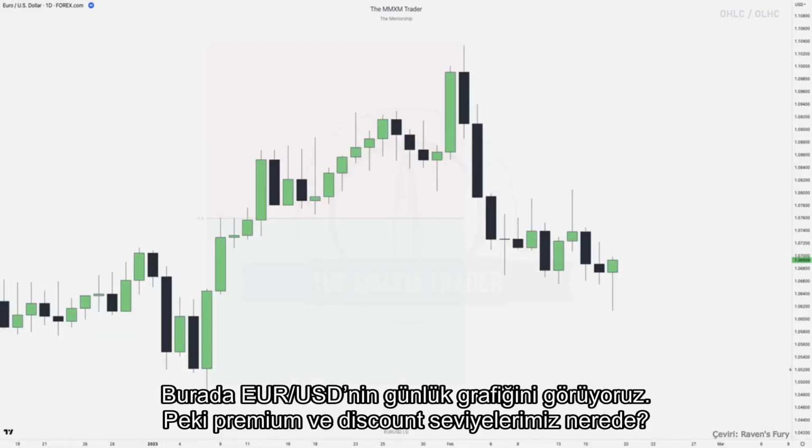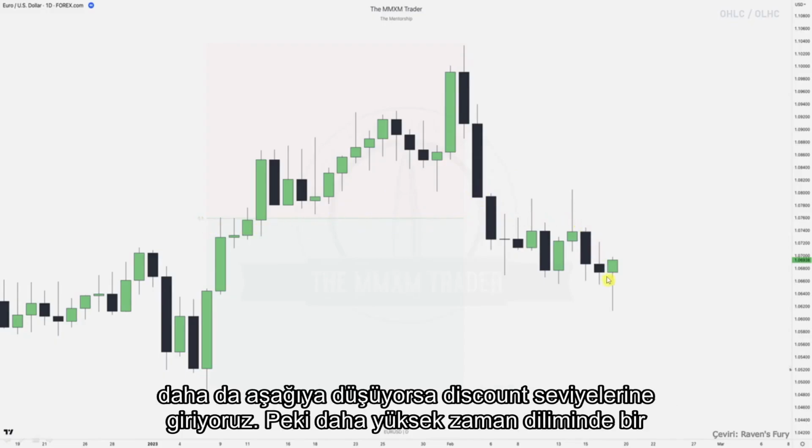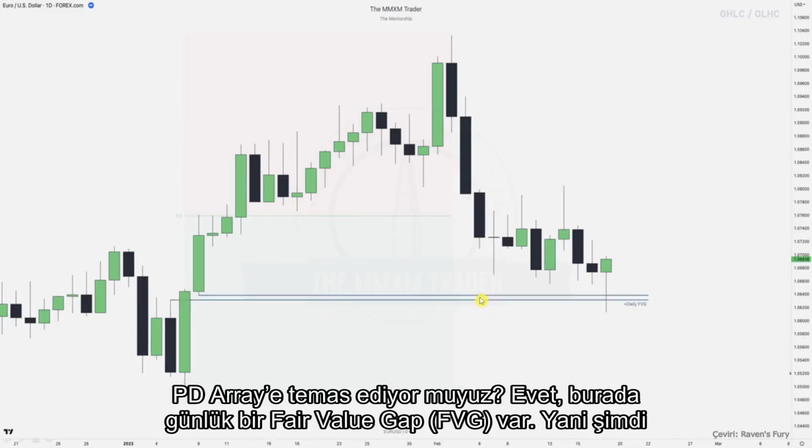Over here we've got a Euro USD daily chart, right? Where is our discount and premium levels? We go from this low until this high, right? 50% level is in discount. Now over here we know if we're dropping lower and lower and lower, we're going into discount levels. And are we hitting a higher time frame PD array? Yes, we've got that daily fair value gap, right?